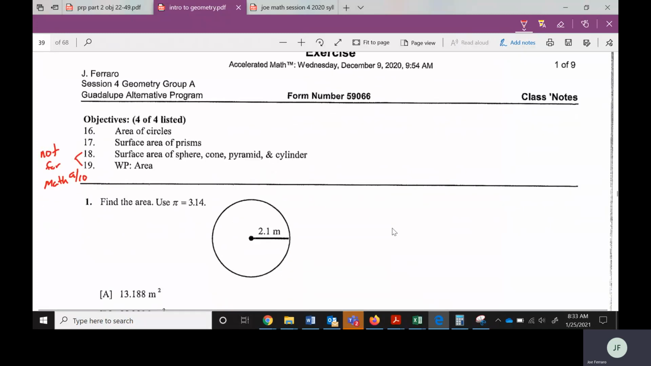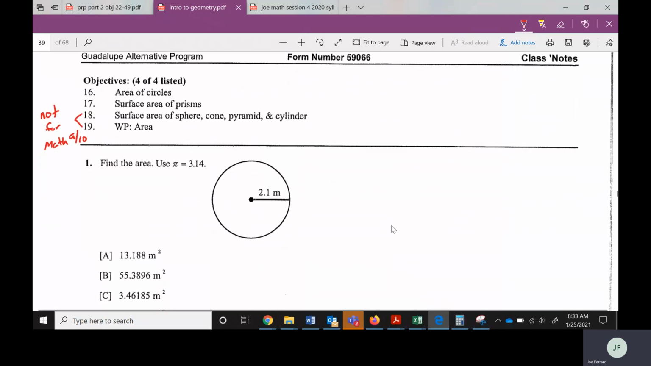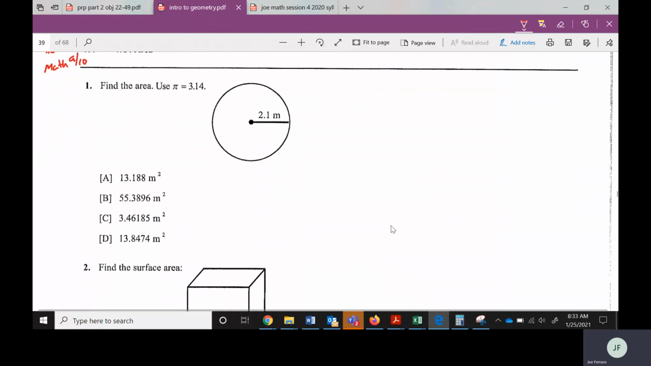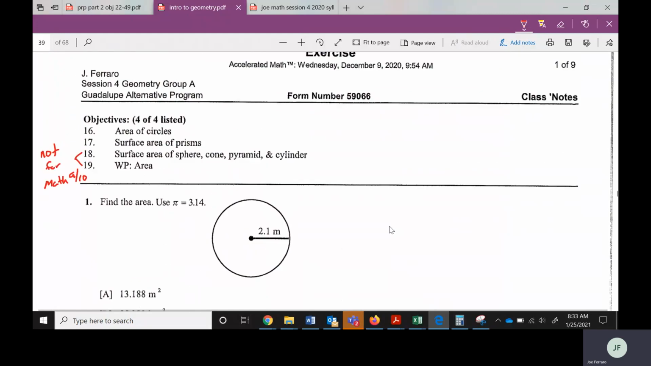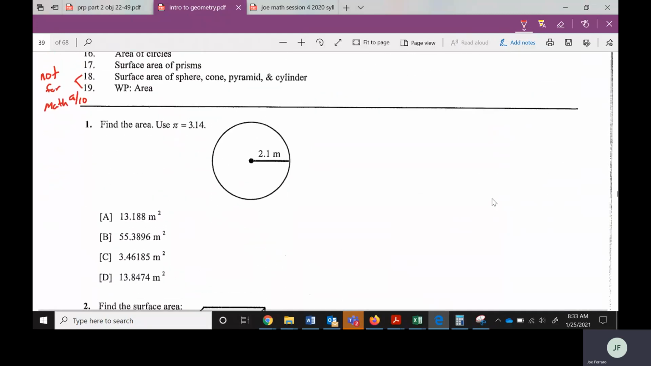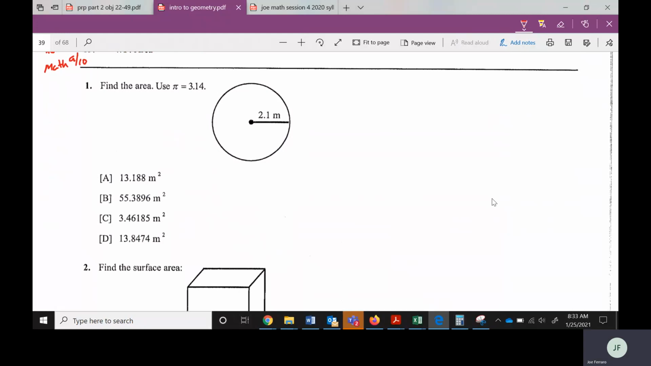So we're going to start. Again, we're only going to pick and choose some problems here. Number one is one of the topics here. It's going to be from objective 16, area of a circle. So one formula we need is area of a circle. It's going to equal pi r squared. Okay, and again, they're going to tell you to use 3.14 for pi.